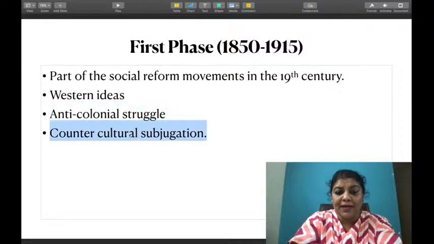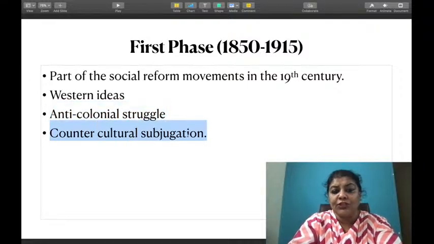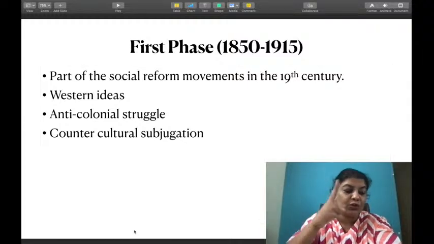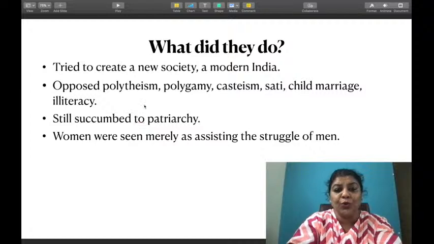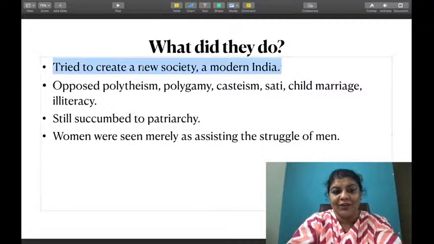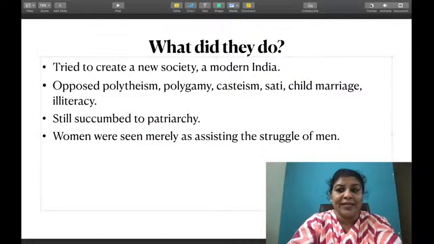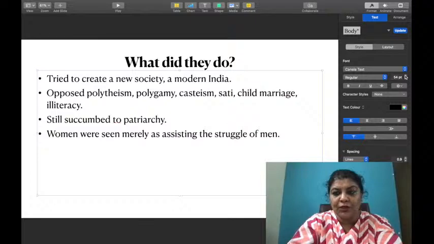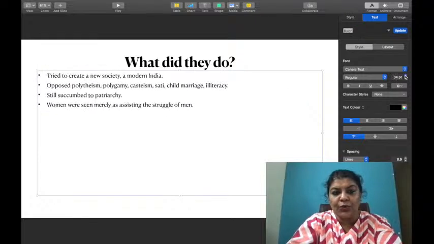Also, the women as well as some men wanted to liberate women from double marginalization. The British were marginalizing them. The Indian men were also marginalizing them. So there was double marginalization. They wanted to create a new India. Look at this. They wanted to create a new society. A new India was being created at this time. These reformers wanted to create a new India.